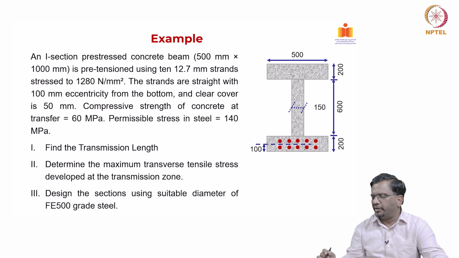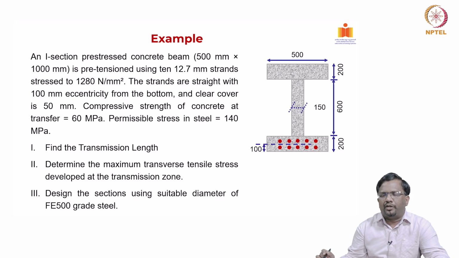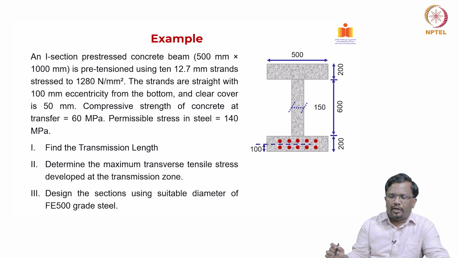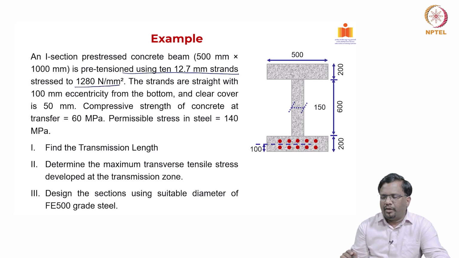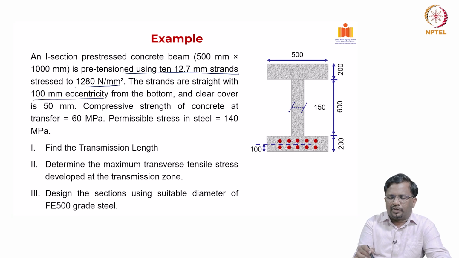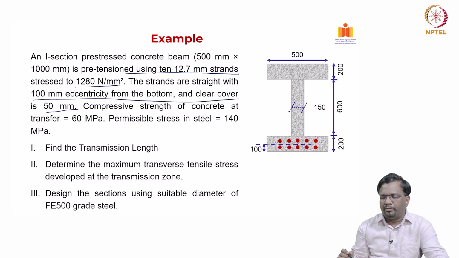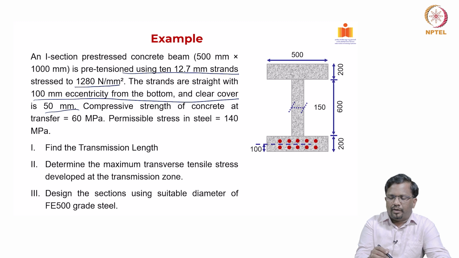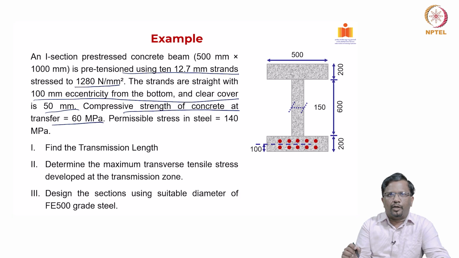Okay. So, this is the same cross section that we have been using throughout the course. It is a standard 500 and 200 mm thick flange with a web thickness of 150, 1 meter I section, and they are pre-tensioned using 10 half-inch strands to 1280 megapascal, and the strands are straight with 100 mm eccentricity from bottom, and clear cover is about 50 mm. And we are taking here the compressive strength of the concrete at transfer as 60 megapascal, high strength concrete, and permissible stress in the steel is 140 megapascal.